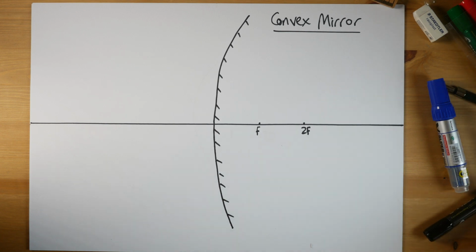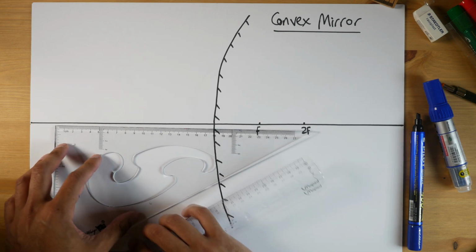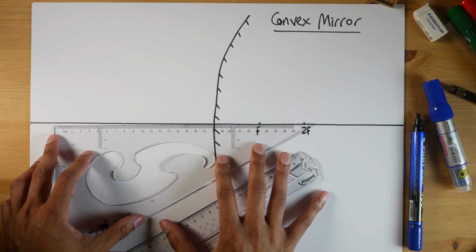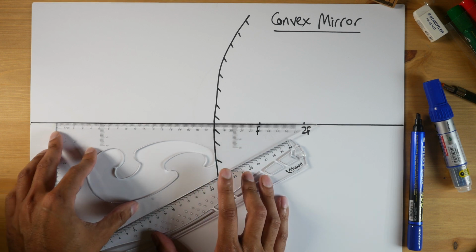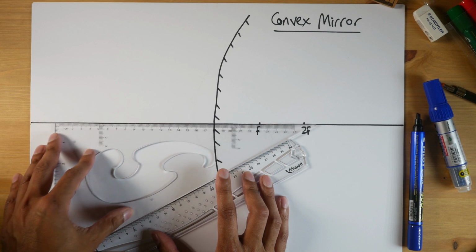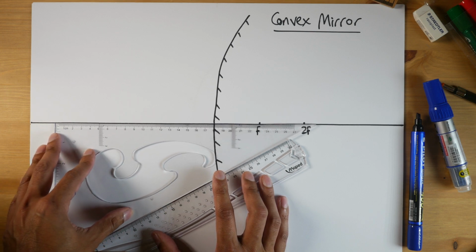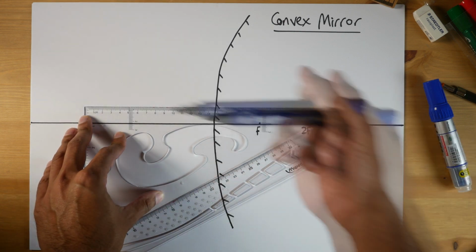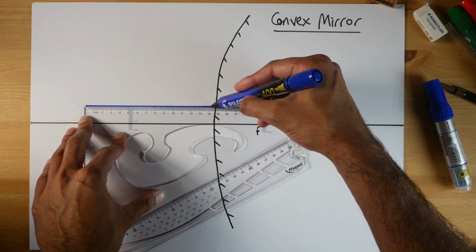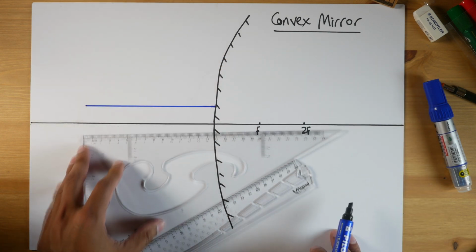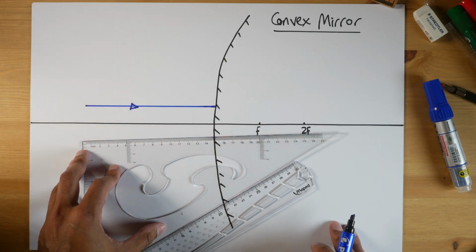It's exactly the same. So what I want to do is put my set square against the optical axis like so, and put a ruler up against it. This is going to allow me to slide and make perfectly parallel lines, if I'm careful, anyway. So my first line is going to be a ray of light going parallel to the optical axis, like so. Give it an arrow, so it gives it a direction.